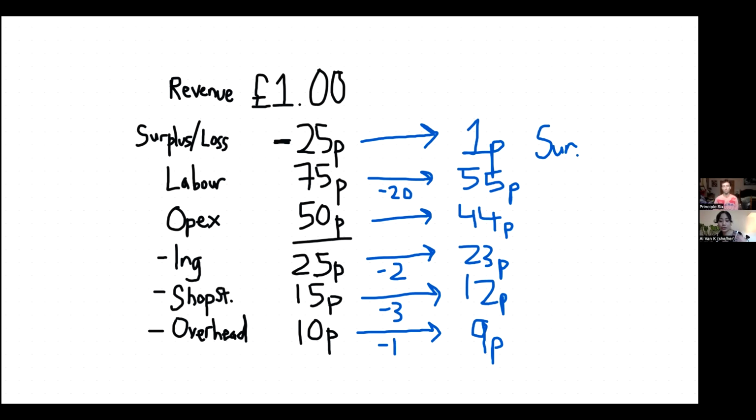Basically, what you're going to have in a business is a bucket with a lot of holes. And even if you pour more revenue into it, you're still going to have hardly any water left, or maybe even negative water by the end of it.